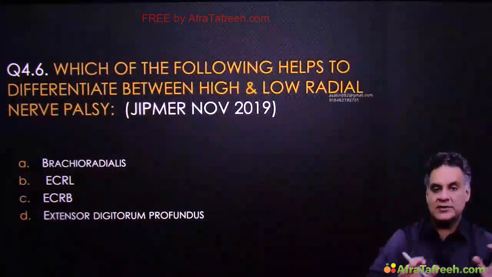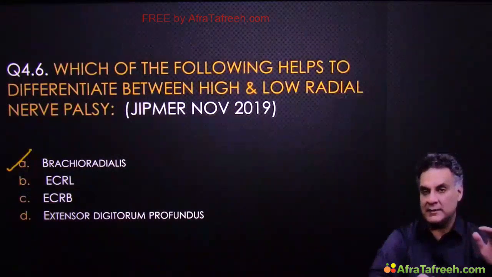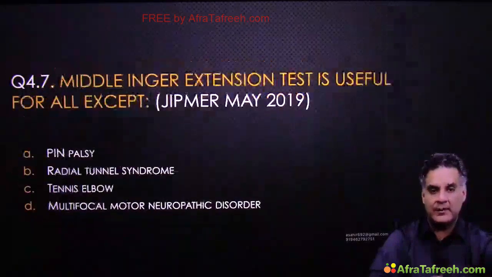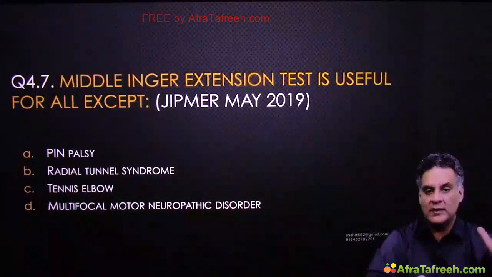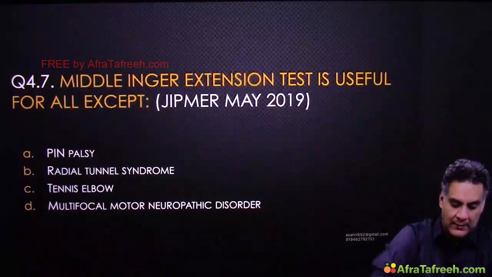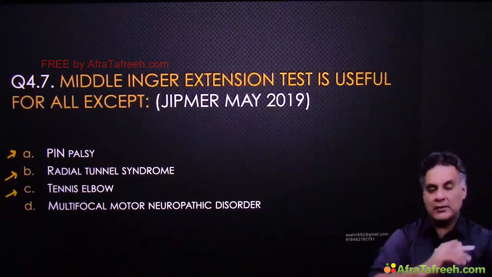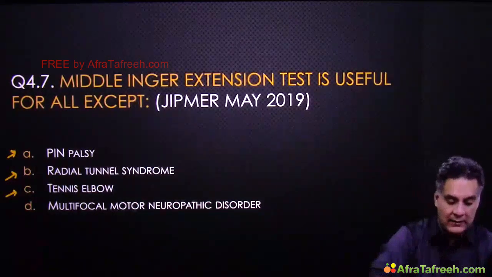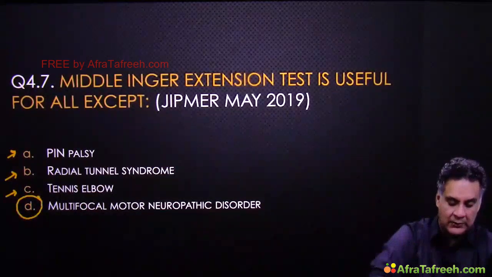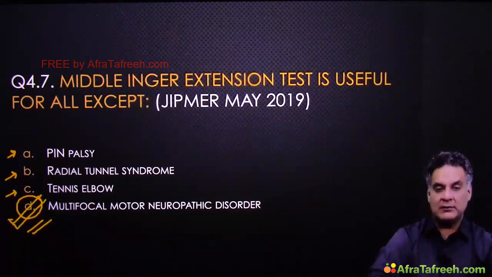Which of the following helps to differentiate between high and low radial nerve palsy? I told you brachioradialis, otherwise the clinical presentation is ditto the same. Middle finger extension test is useful for all except. So the finger extension is a feature of PIN palsy. It will pick up the radial tunnel syndrome, will pick up the tennis elbow because the pain will trigger around the lateral epicondyle, but will not pick up the motor neuropathy. So that is the answer. We'll talk about the tennis elbow in the subsequent lectures.